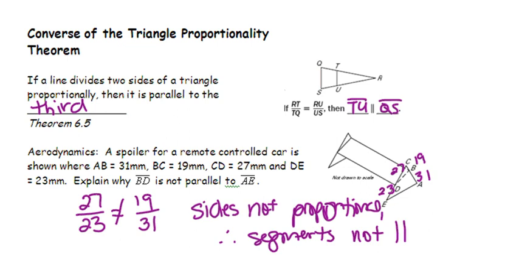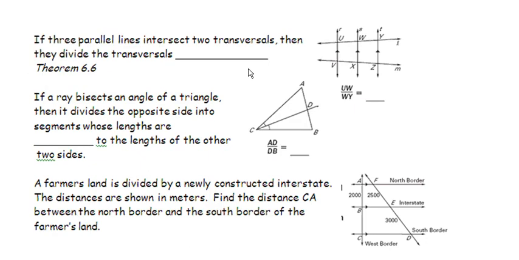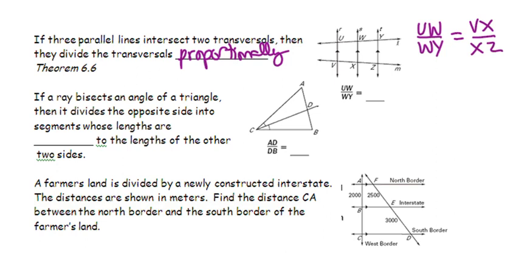Okay, very straightforward. All right, now we're going to extend on that, so it doesn't just apply to triangles, it applies to any parallel lines cut by essentially transversals. And so if three parallel lines intersect two transversals, then they divide the two transversals proportionally. So in this case, because all of these lines are parallel, I could, for example, write a ratio of UW over WY, and it would be equal to VX over XZ. Okay, it divides it proportionally.